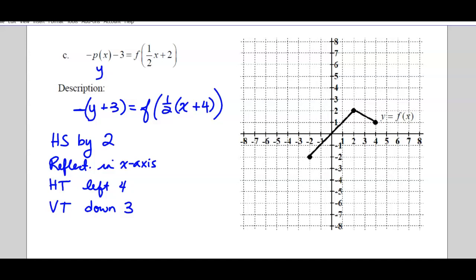Again, we go through all of these transformations with each point. There's 3 points, important points on this graph. So start with the leftmost point, horizontal stretch by 2. So we care about the x value. So the x is -2 there, stretch by 2 is -4. Reflect in the x-axis then, so the y value there is -2, so that's going to be at +2. Then 4 left and 3 down.